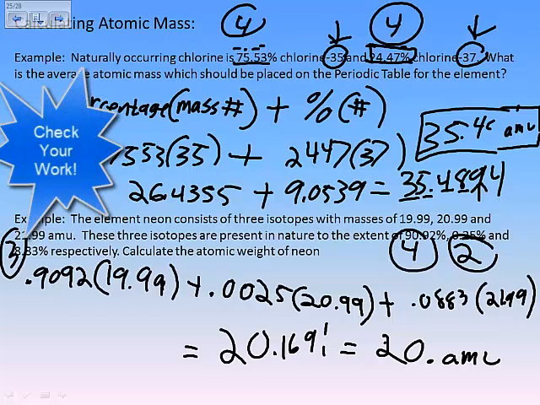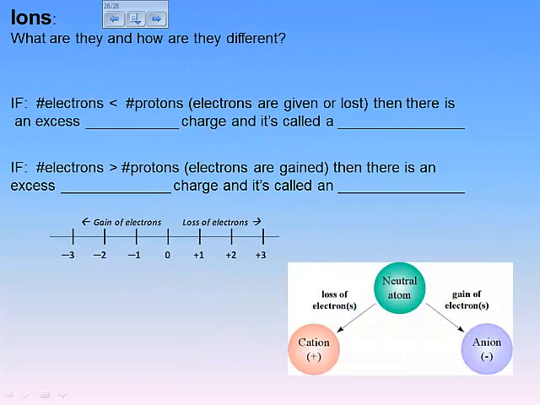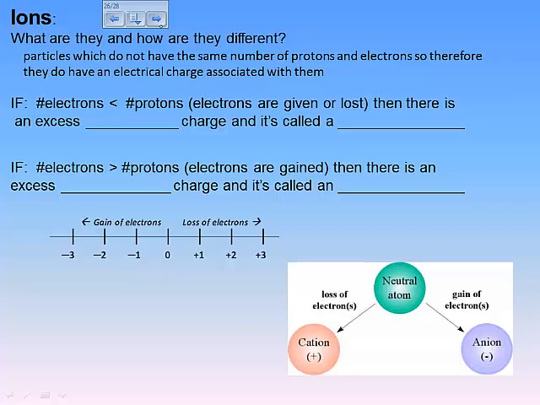So to get full credit on this question, you'd have had to put 20 with a decimal and then label it in atomic mass units. Okay, now let's move on. Let's talk about ions. What are they? How are they different? Here's your answer.